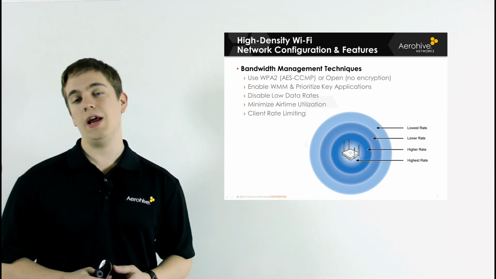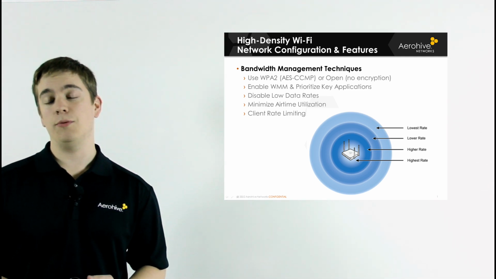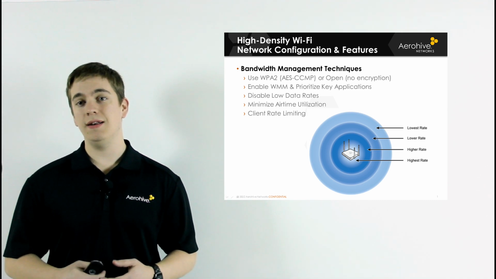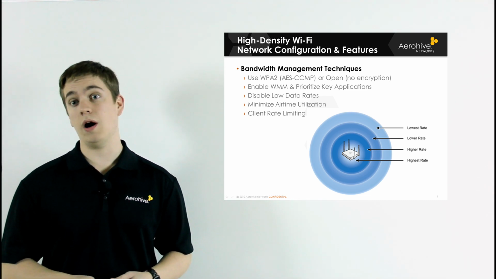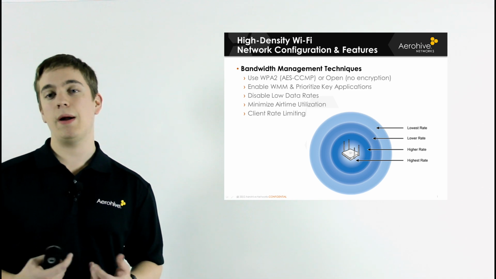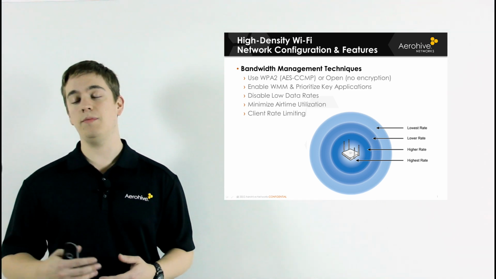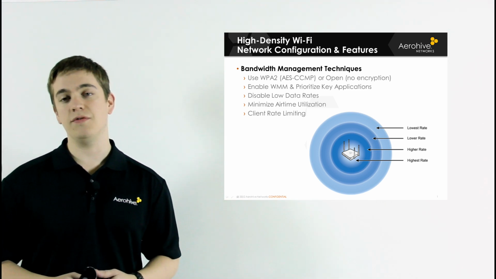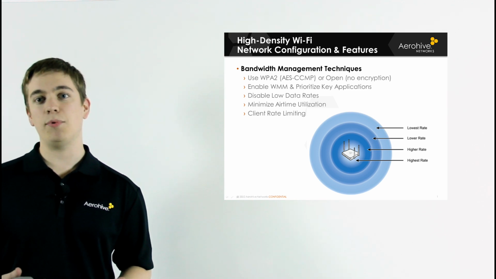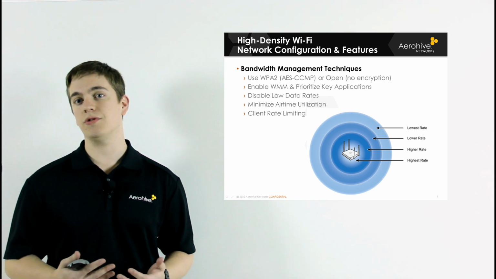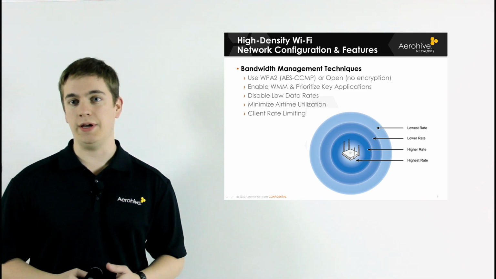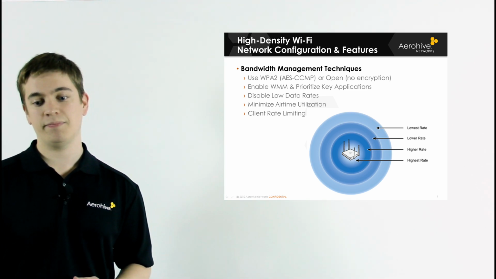Second, you want to make sure that you enable WMM or QoS to prioritize key applications. WMM is also required for 802.11n rates, and by prioritizing key applications above and beyond that through QoS policy configuration, you can make sure that the business applications, or the applications that your users are going to be using, will perform optimally under heavy load on the network.